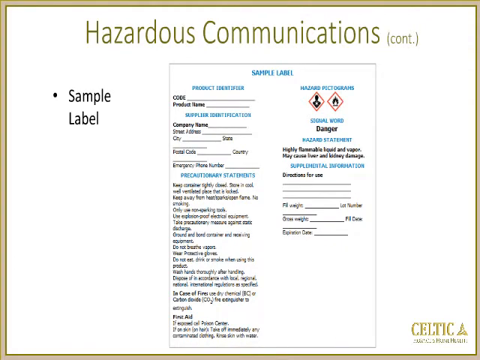OSHA has also updated the requirements for labeling of hazardous chemicals under its Hazard Communication Standard. Also, as of July 1, 2015, all labels will be required to have the pictograms, a signal word, hazard and precautionary statements, the product identifier, and supplier identification. Pictured in this slide here is a sample label revised with the HCS label, identifying the required label elements. Supplemental information can also be provided on the label as needed.